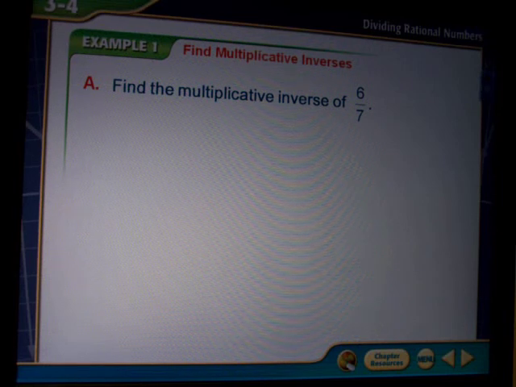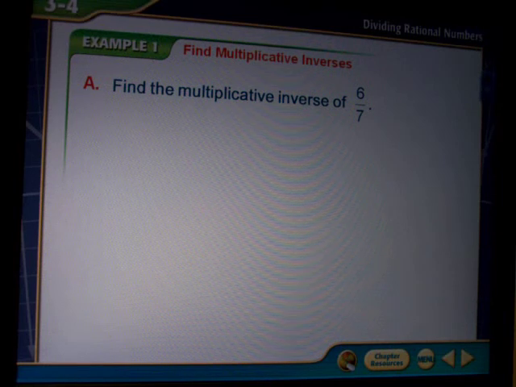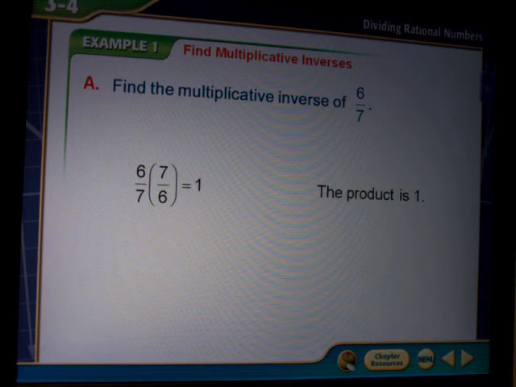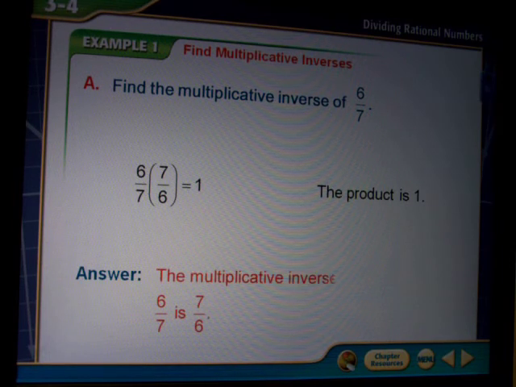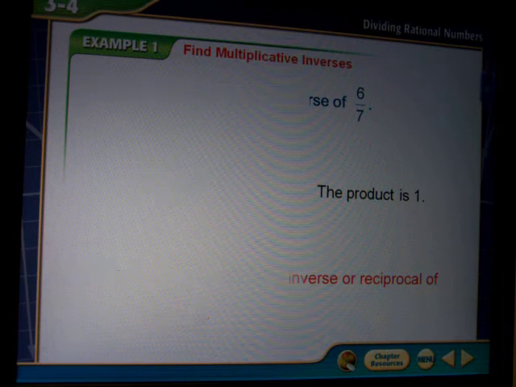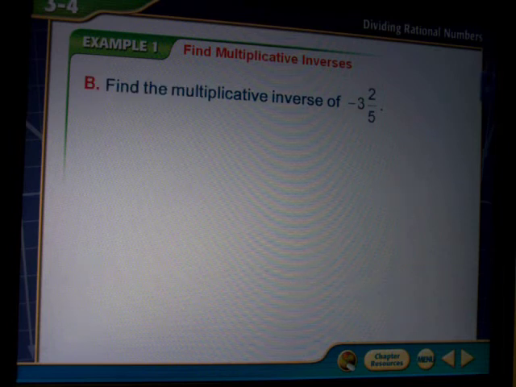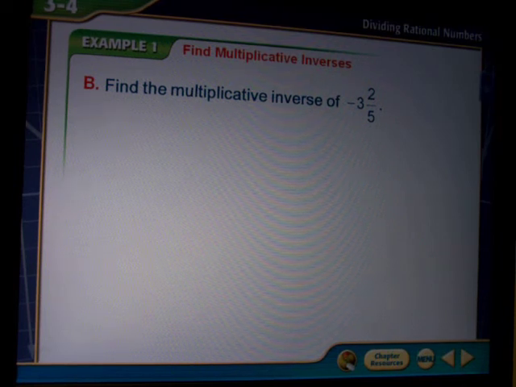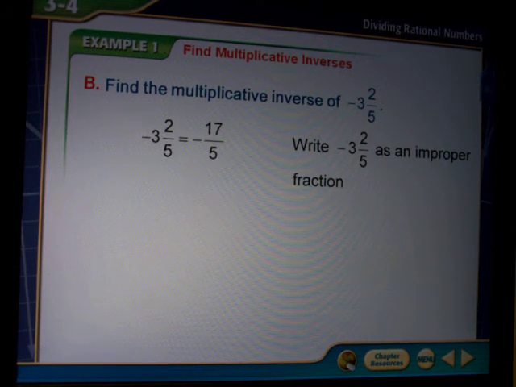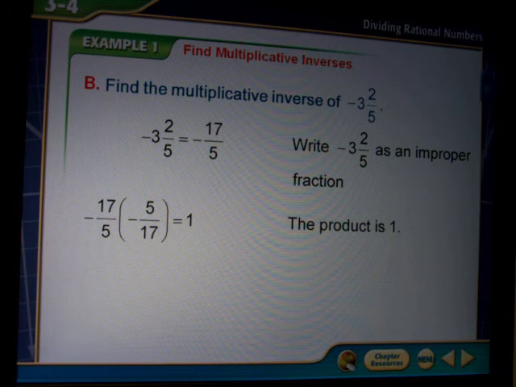So we're going to find the multiplicative inverse of 6/7. What we're going to do is find what number, when multiplied by 6/7, gives us 1. So our answer is 7/6. And the reciprocal is literally just flipping the numbers around. Now, for a mixed number like this, we are going to have to convert it to an improper fraction first, and then find the inverse.